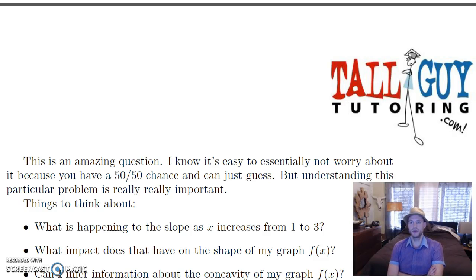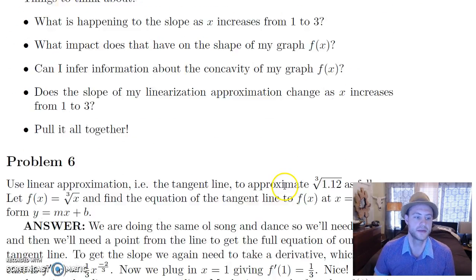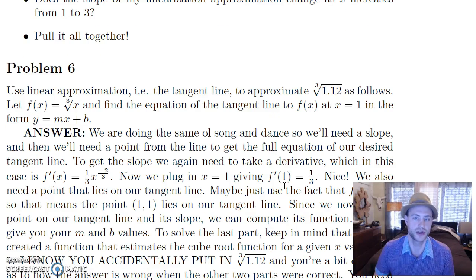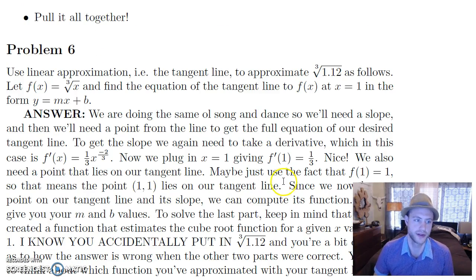Okay, so this one is much of the same. Let's go through it. And there's a little problem spot that a lot of students have. It's because they get tricked. And so I'm going to untrick the trick. Use linear approximation, i.e. the tangent line, to approximate the cube root of 1.12 as follows.